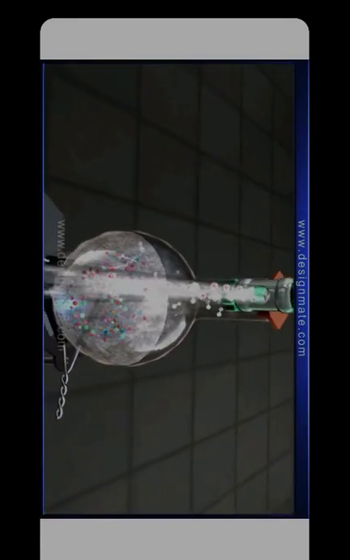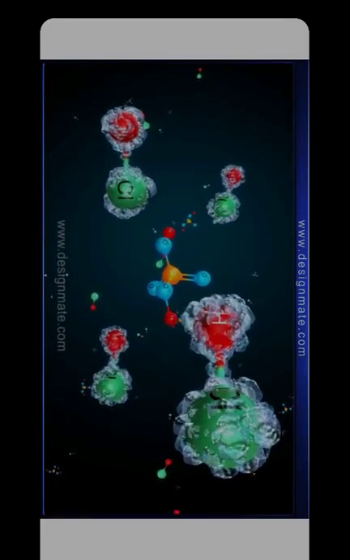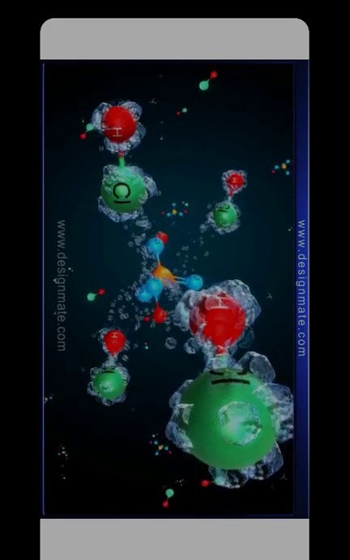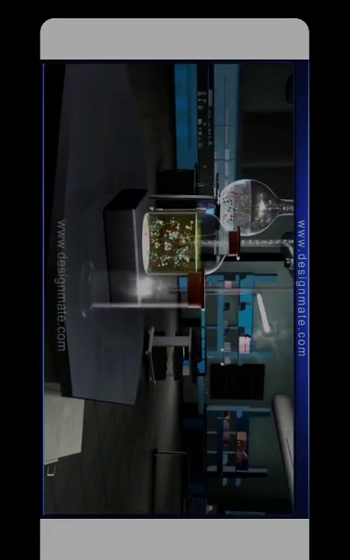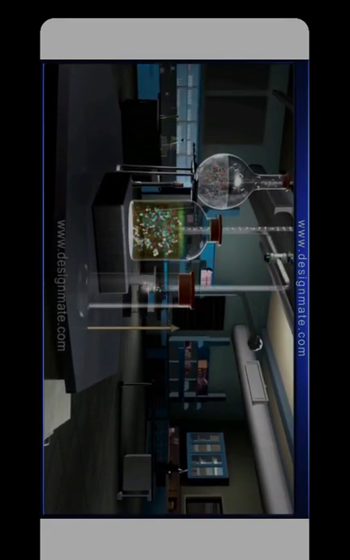Hydrogen chloride and water vapors pass through the delivery tube into the concentrated H2SO4, which acts as a drying agent and absorbs all of the water vapors. The dry hydrogen chloride moves out and is finally collected by the upward displacement of air in a gas jar.